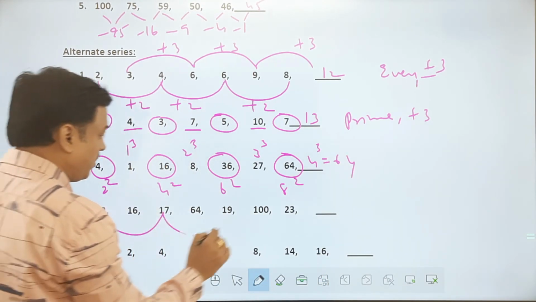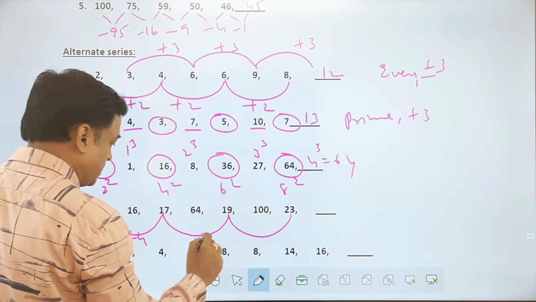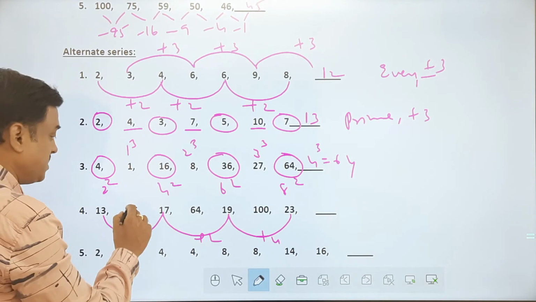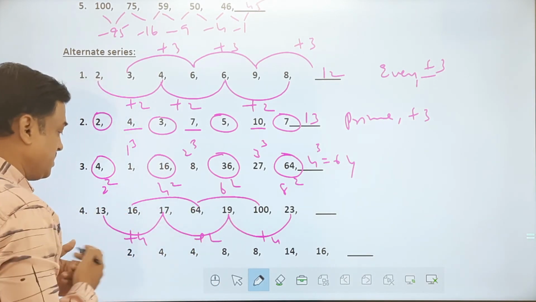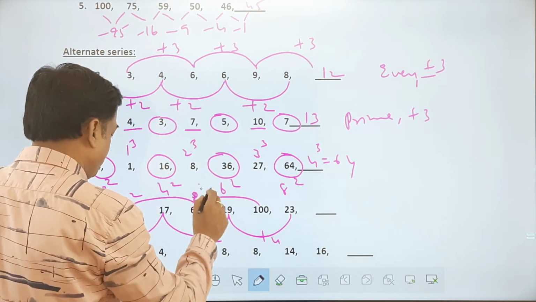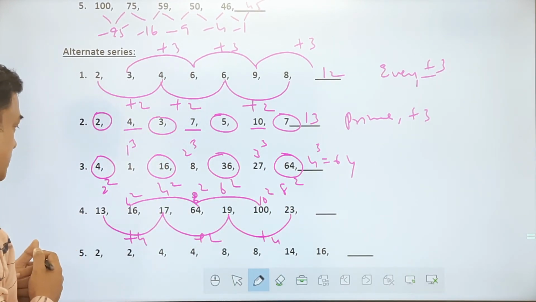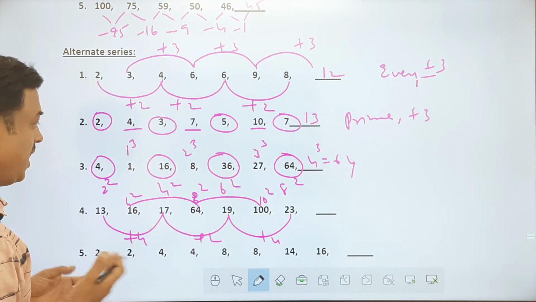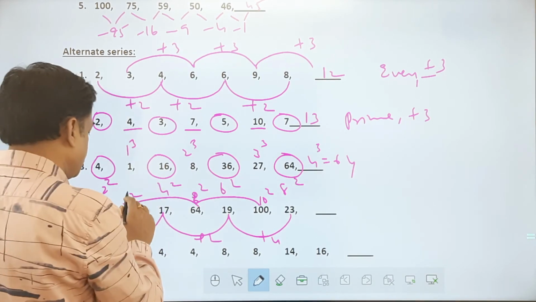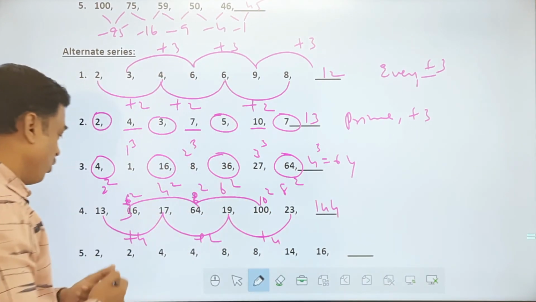This is plus 4, plus 2 and plus 4 kind of numbers. The other numbers are 16, 64 and 100. This is something like squares it seems. 4 square, 8 square, and this is going to be 10 square. So how do we take this? 16, 64 and 100. This probably has to be 36 here. So this is 6 square, 8 square and 10 square. The next has to be 12 square, that is 144 is the number.